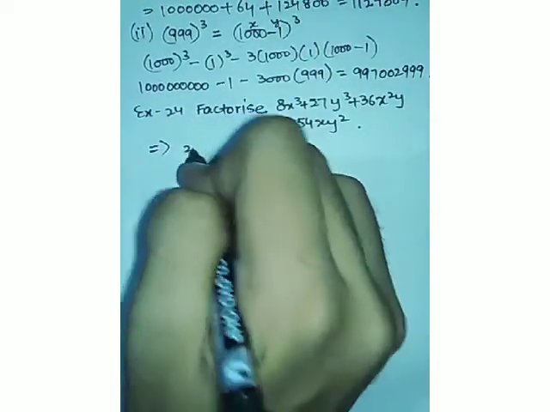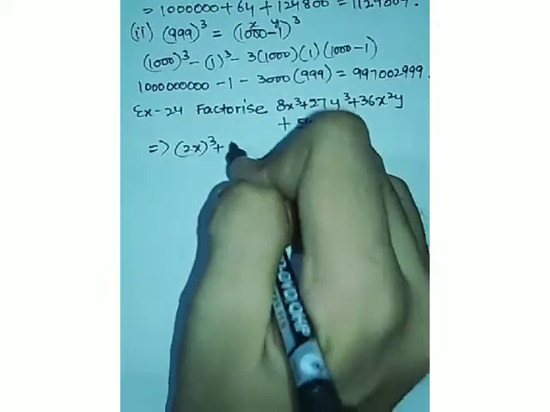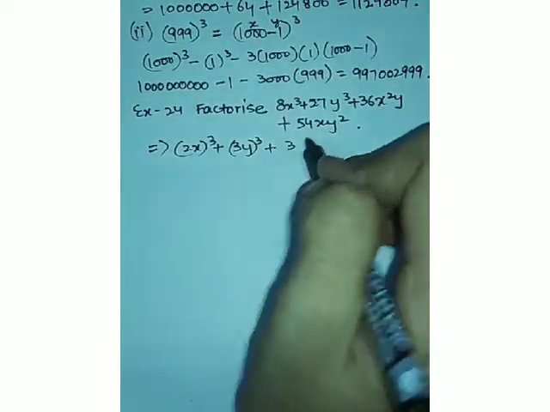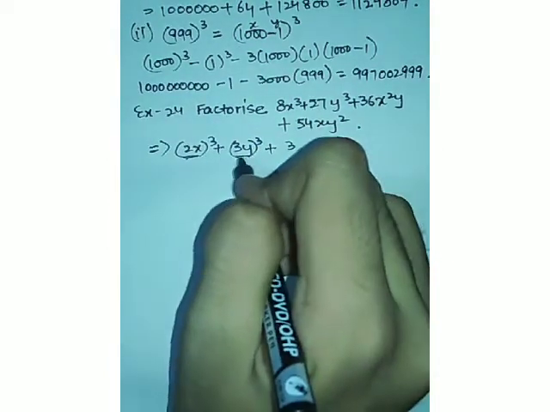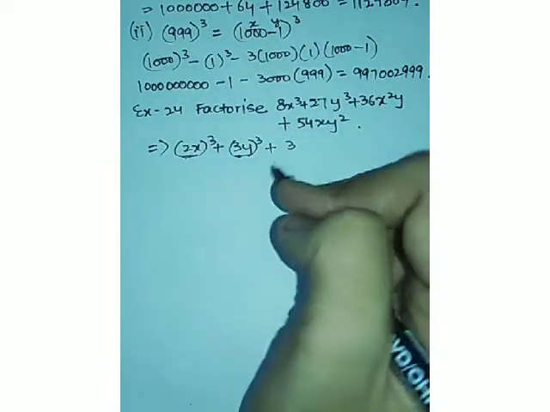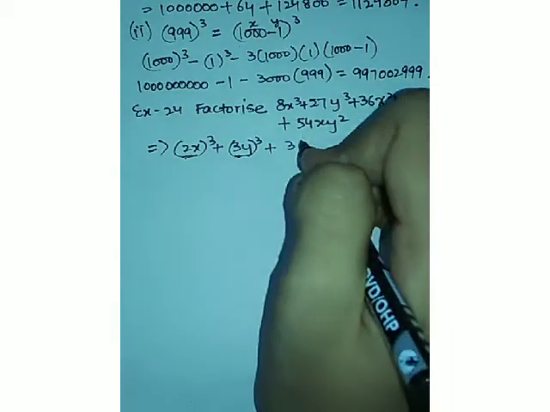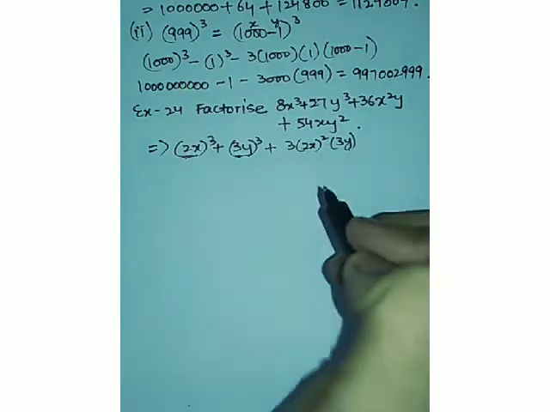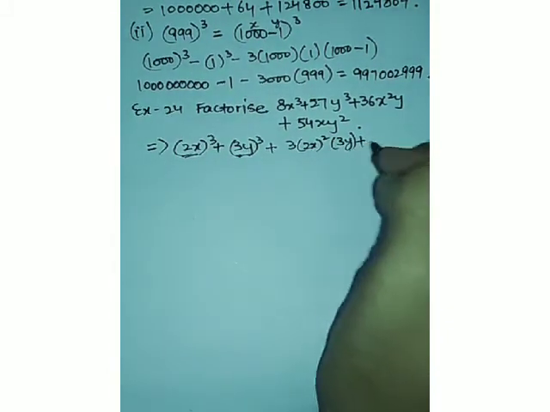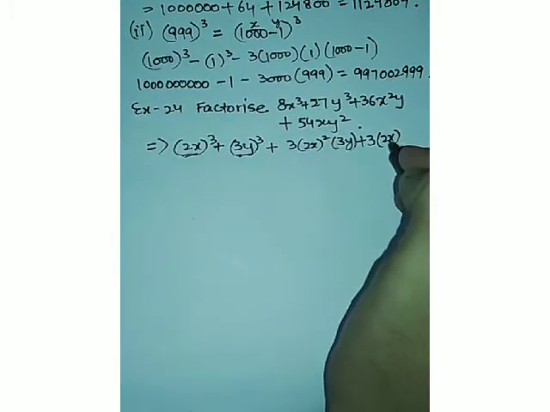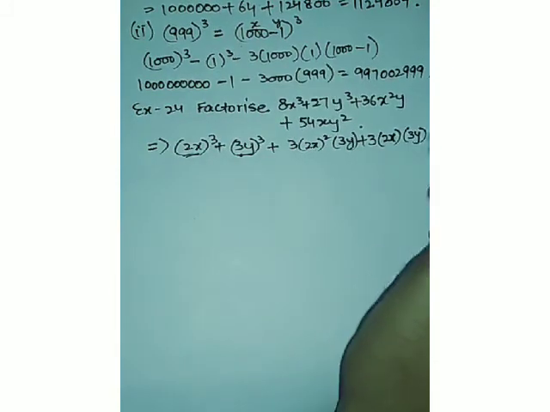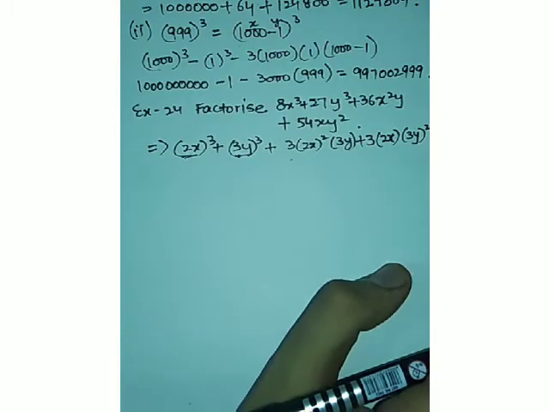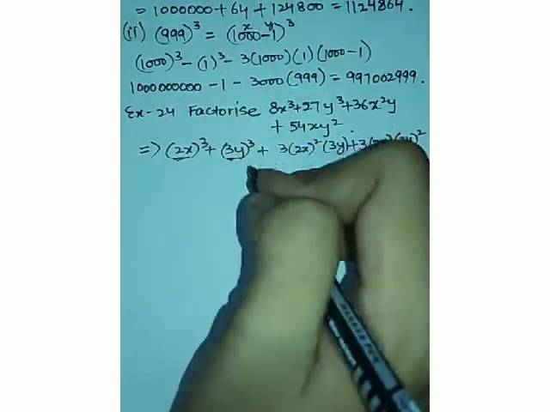What will you get? 2x cube plus 3y cube plus, now this is our x cube, this is our y cube, and what was the next term? 3x square y. So 3 means 2x square and the y means 3y, and the next term was 3xy square plus 3. What is x? That is 2x. What is y? That is 3y square. Now when you solve this, you will get the desired numbers. So we have not changed the equation, we have just simplified it a bit.